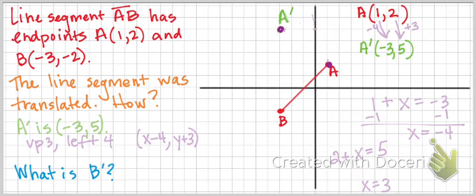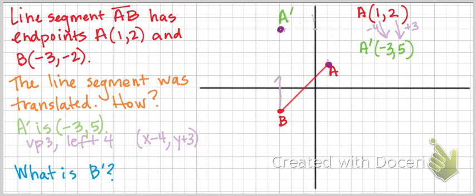Now that we know that we're moving up 3 and to the left 4, we can find our B prime coordinate. We can do that by graphing up 3 and to the left 4 to find our B prime coordinate right here. And we can then draw our line segment. Or we could do it by looking at our original coordinates and changing our x and y coordinates accordingly.